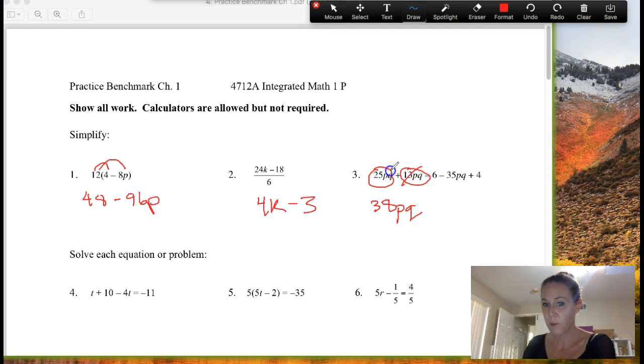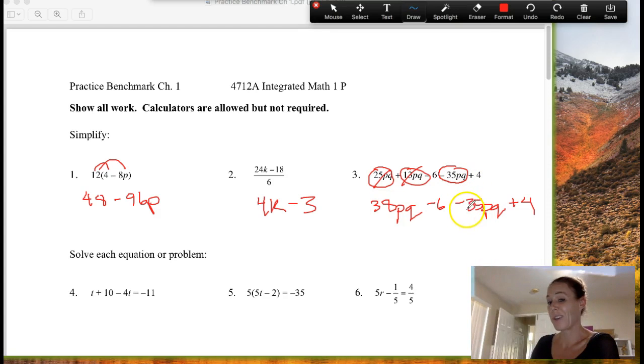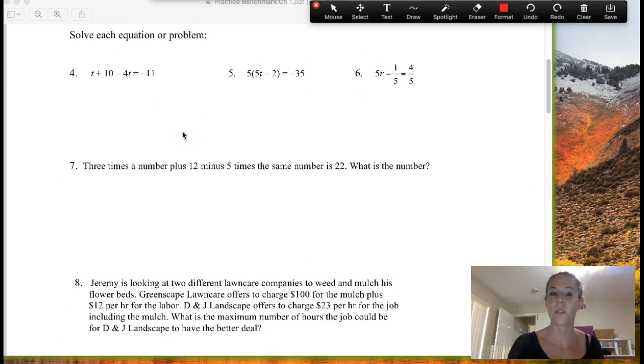Okay, so I've simplified that part. Now I have negative 35 PQs here. So let's write what we have left. We have 38 PQs, and we still have minus 6, minus 35 PQs, plus 4. So I can go ahead and combine the 38 PQs and the negative 35 PQs. If I take 38 and I subtract off 35 PQs, I'm going to get 3 PQs. That's how many will be left. So I've simplified that part. Now up here I have negative 6 plus 4. Those are just numbers. I can go ahead and combine them. Negative 6 plus 4 is going to give me negative 2. And you're finished.